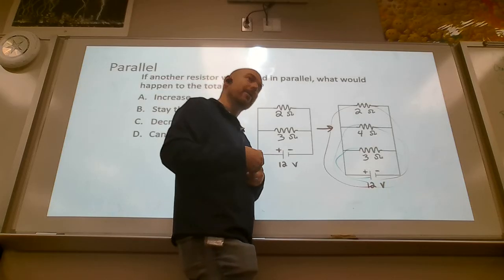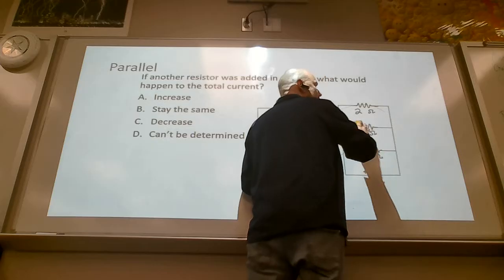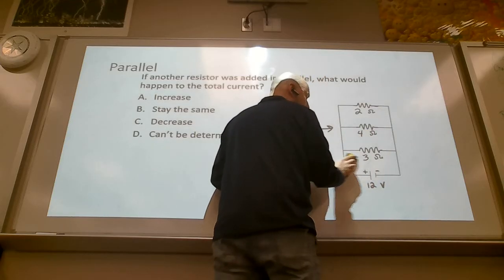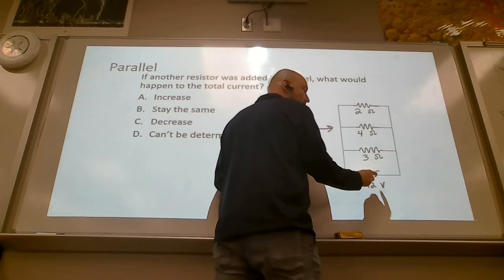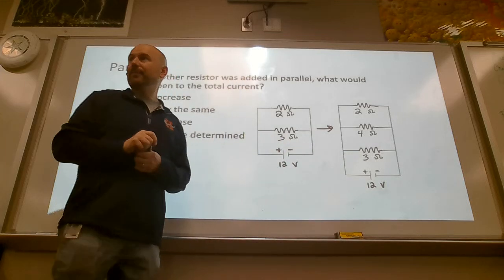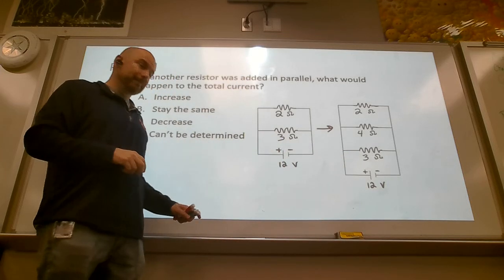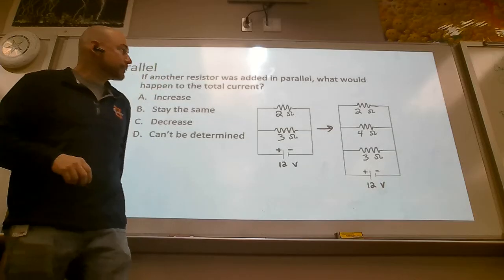Okay, added another hole to our water tower. We've added another checkout line to Walmart. There's more current being drawn from the battery. We're going to kill the battery faster with this arrangement than we are with that. Yes? No? You okay with that? Okay.